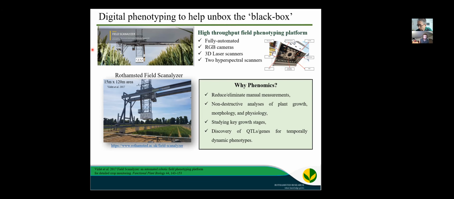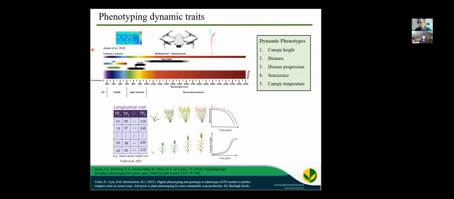I would say this would be the greatest benefit of it. Non-destructive analysis of growth, morphology, studying key growth stages. And we had this discovery of QTLs, the genes for temporally dynamic phenotypes. That's the core that we had. We had many traits that we could pick, all this variation across time. And that's what I'm going to bring next, the phenotyping dynamic.